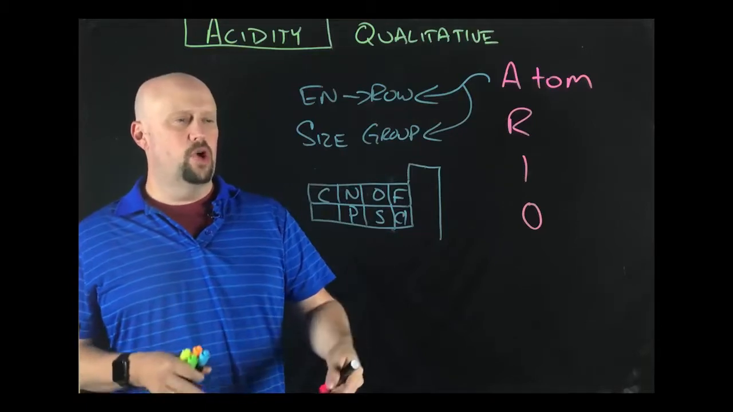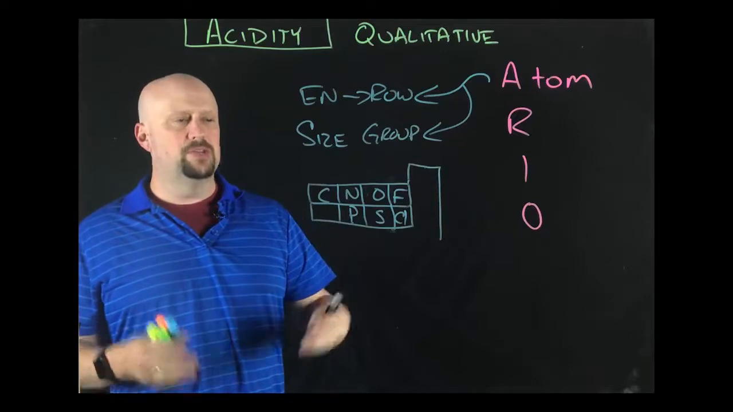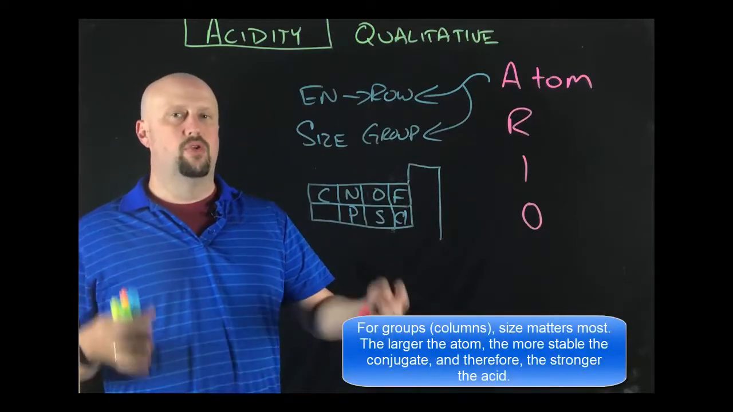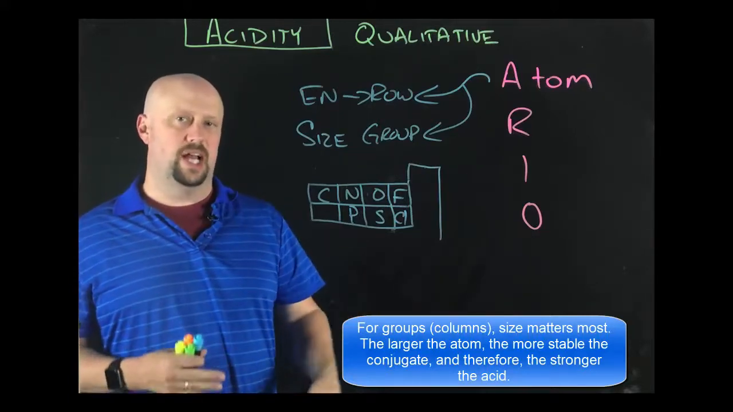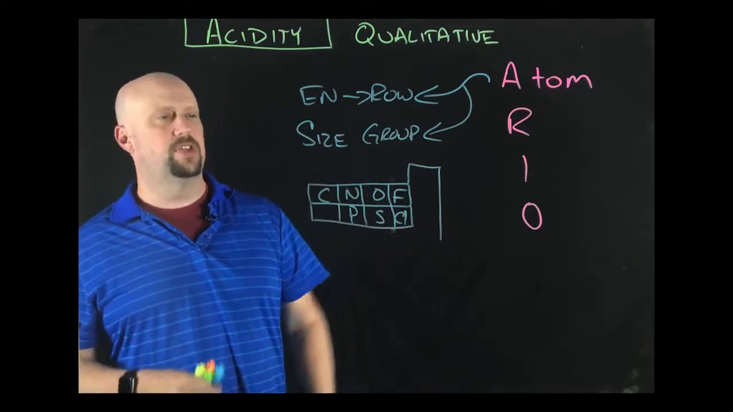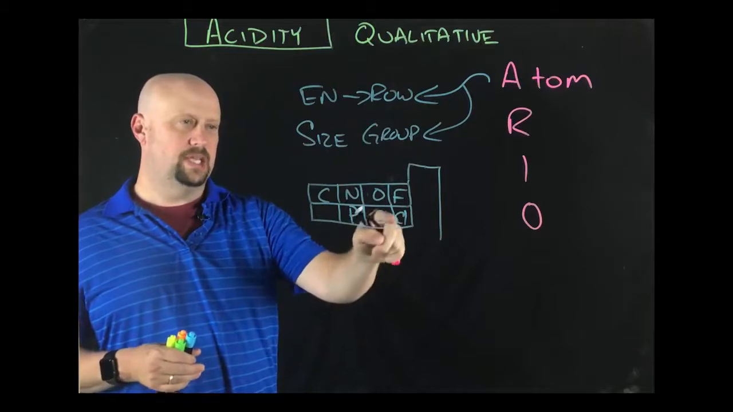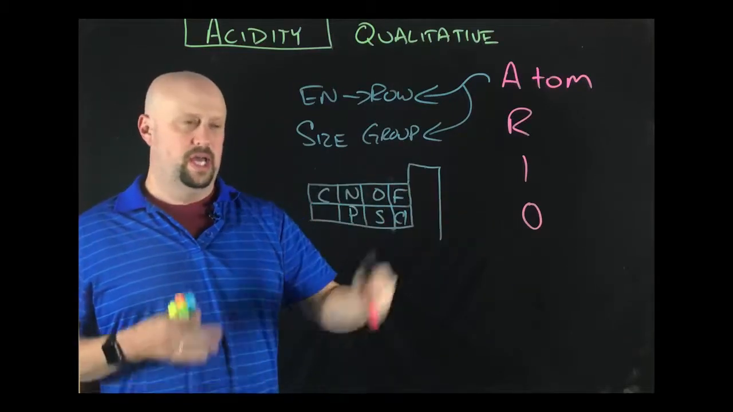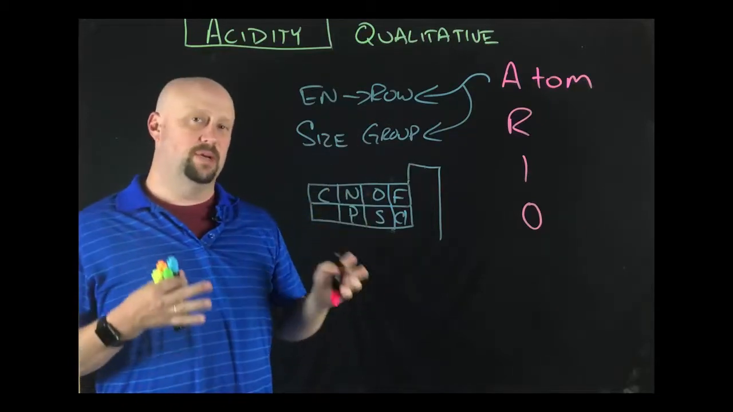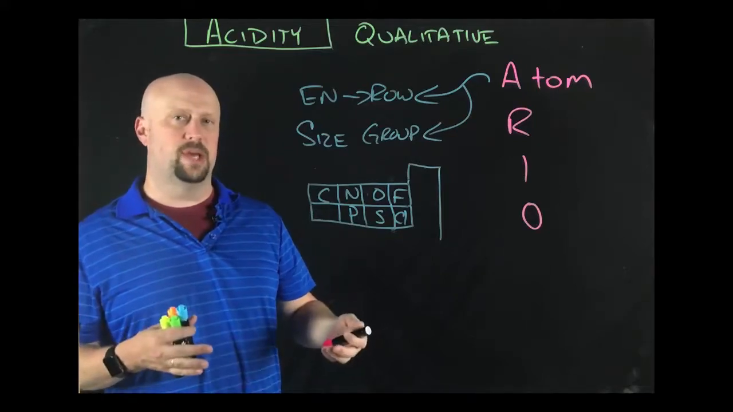In the same group, so if we were comparing, say, oxygen and sulfur, then what matters most there is the size. And the bigger it is, the more stable it's going to be once it loses that hydrogen. It's got a lot more room to absorb those extra electrons. And so that means if we're going down a column, then size matters. And if we're going across a row, it's electronegativity that matters. And in both of those cases, the higher value is what makes it more stable and more acidic for what we're talking about. So let's look at a couple of examples of that real quick.